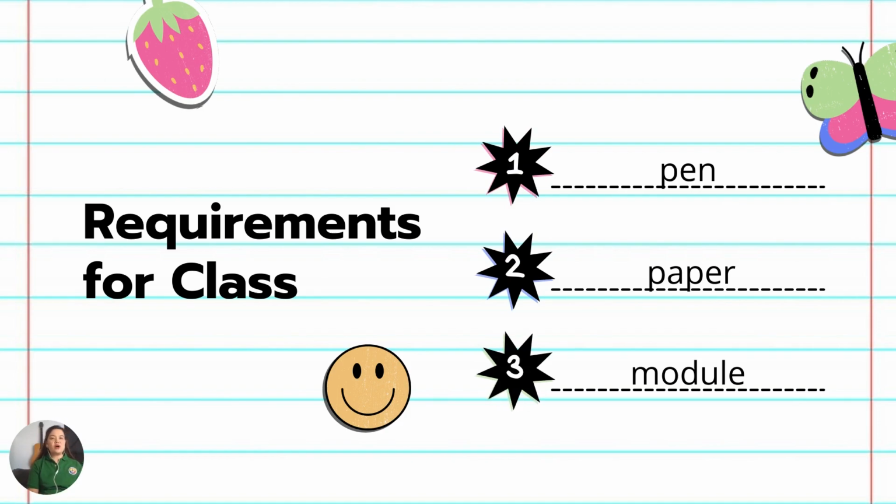Okay, so before we start, what are the requirements for our class? Number 1 is a pen. Number 2, paper. And number 3, the copy of your module.